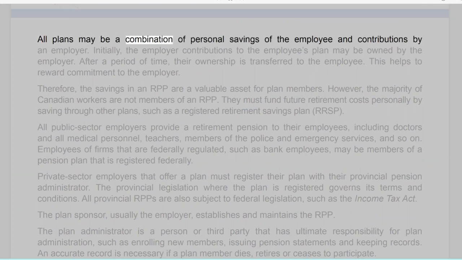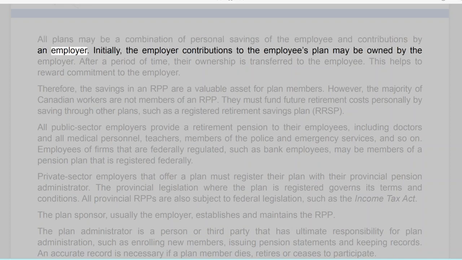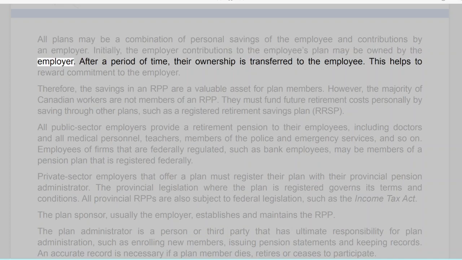All plans may be a combination of personal savings of the employee and contributions by an employer. Initially, the employer contributions to the employee's plan may be owned by the employer. After a period of time, their ownership is transferred to the employee. This helps to reward commitment to the employer.